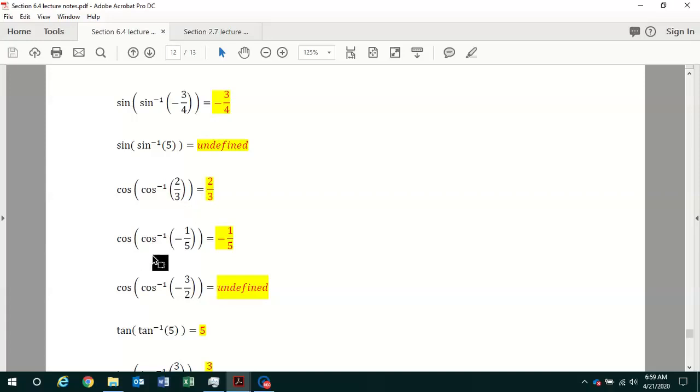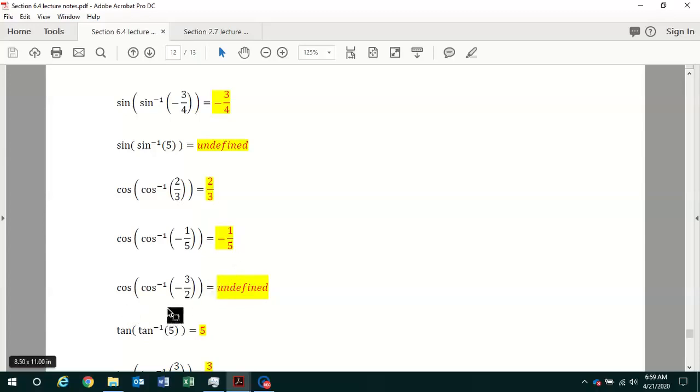The cosine of the inverse cosine of -1/5. -1/5 is between -1 and +1. So the cosine and inverse cosine cancel in the composition, and this composite is just equal to -1/5.